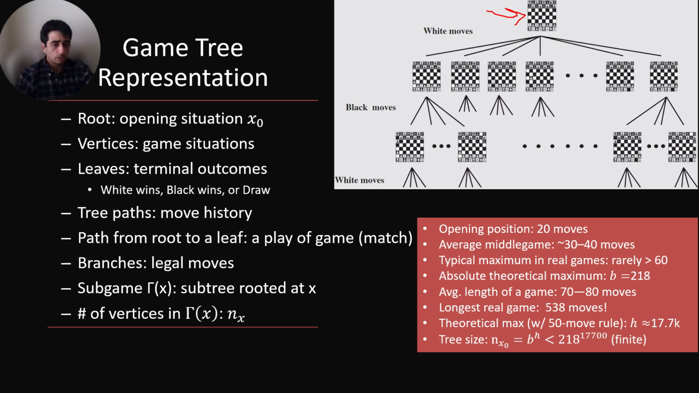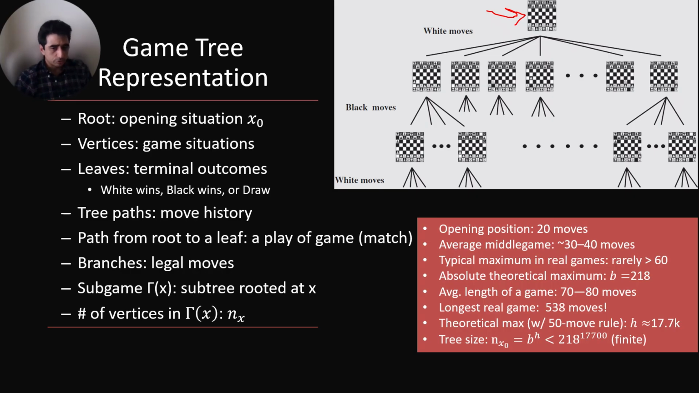Leaves, which are on the lowest level possible and have the furthest distance from the root, are terminal outcomes. Terminal outcome means either white wins or black wins, we call them decisive outcomes, or we can end up in a draw, as I mentioned before. So these are the leaves that are on the lowest level.